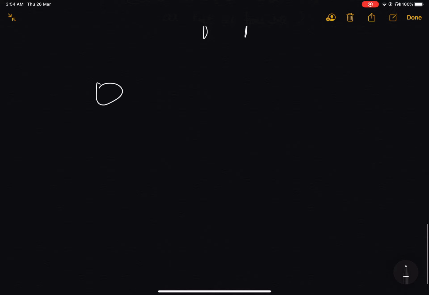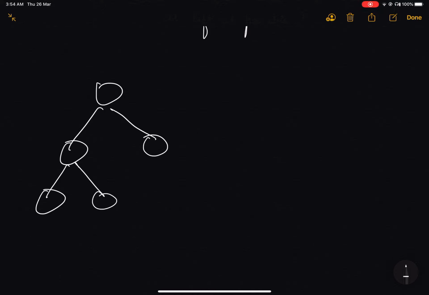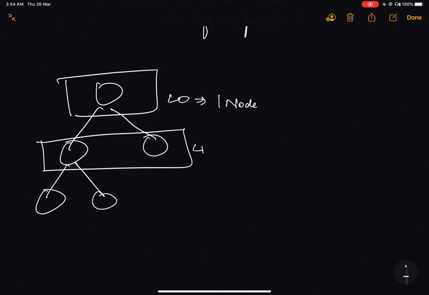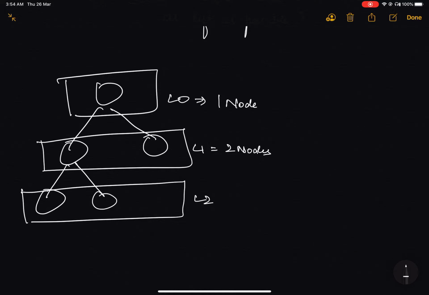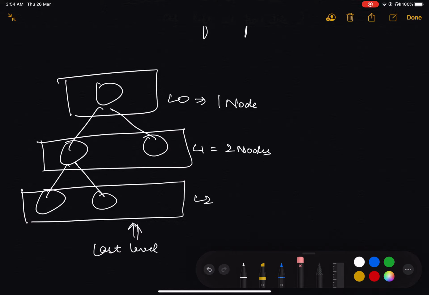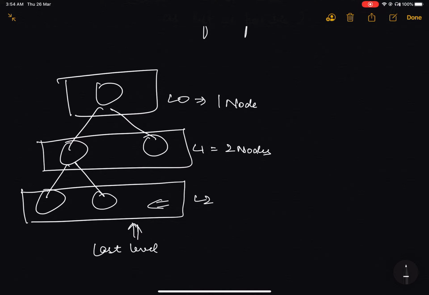Take this tree as an example. In this tree, the level 0 is completely filled as it has one node. The level 1 is also completely filled as it has two nodes. Is the level 2 completely filled? No, it is not completely filled, but it is the last level. Also, we find that all the nodes on this last level are aligned as left as possible. Thus, this is an example of a complete binary tree.